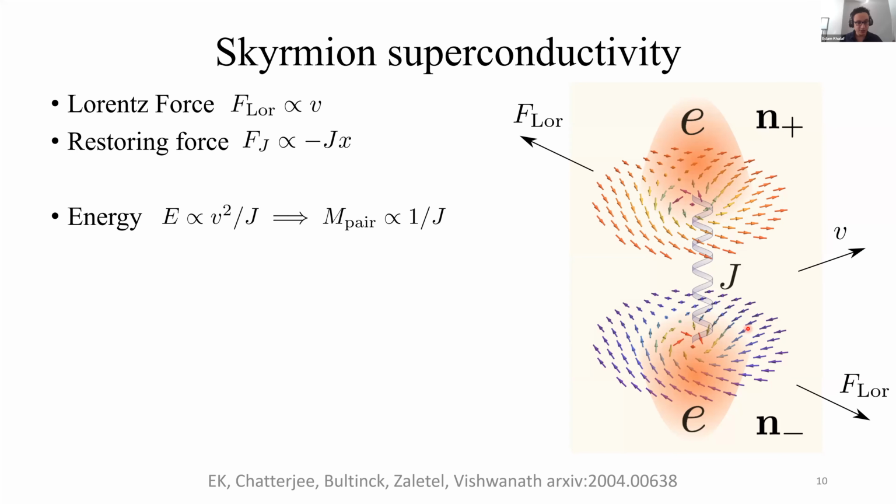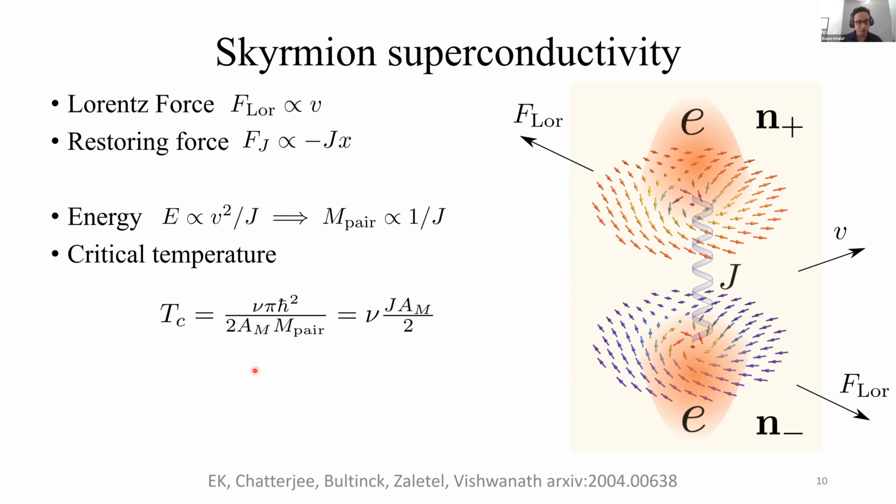Substituting this into the energy, we get an energy that's proportional to v squared over J, which means that this object essentially has an inertial mass that's proportional to 1 over J. And from this, we can read off the condensation temperature, which is proportional to this J scale, and also proportional to the density of these skyrmions. Here, A_M is just the moiré area. It's just for dimensional reasons.